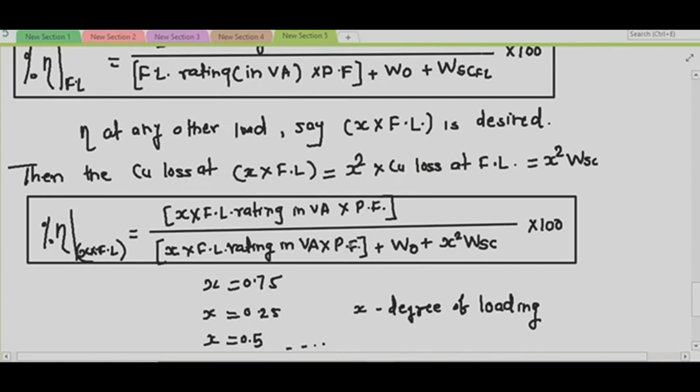So in next lecture we will see some problems for finding out the efficiency and regulation of the transformer.